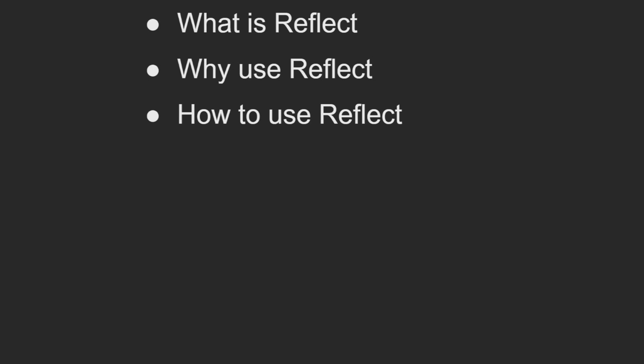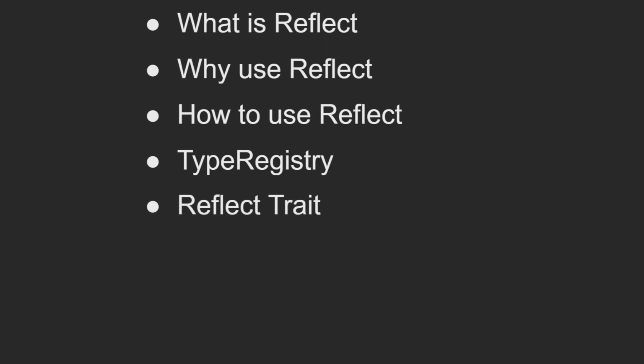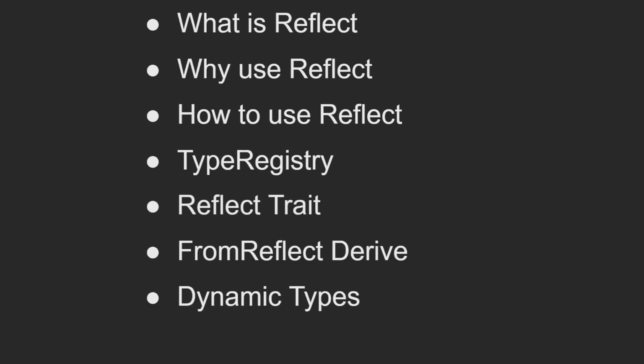Finally, I'll cover how to go about using Reflect objects in your code, along with the specific derives that you'll need. This will be broken down into the subsections of the type registry, the Reflect trait, the FromReflect derive, and the dynamic traits derives.